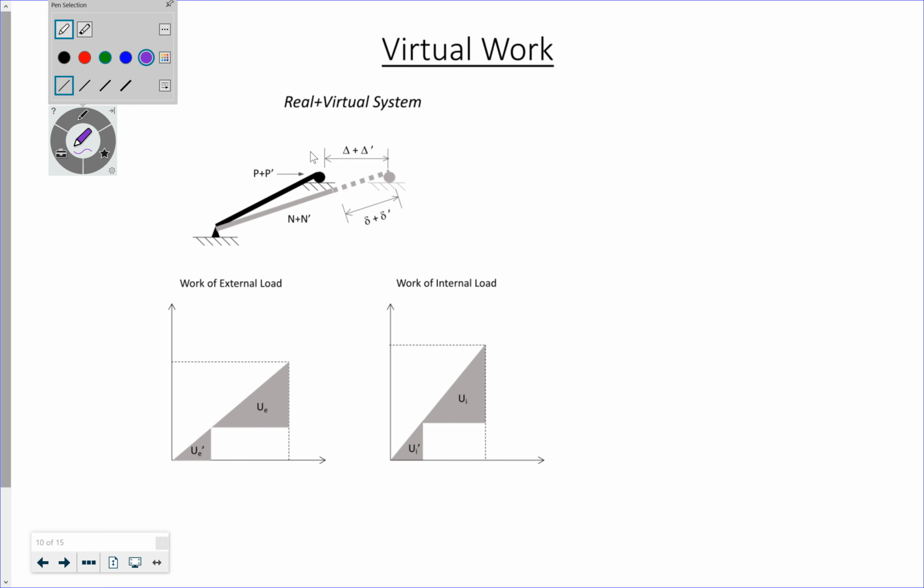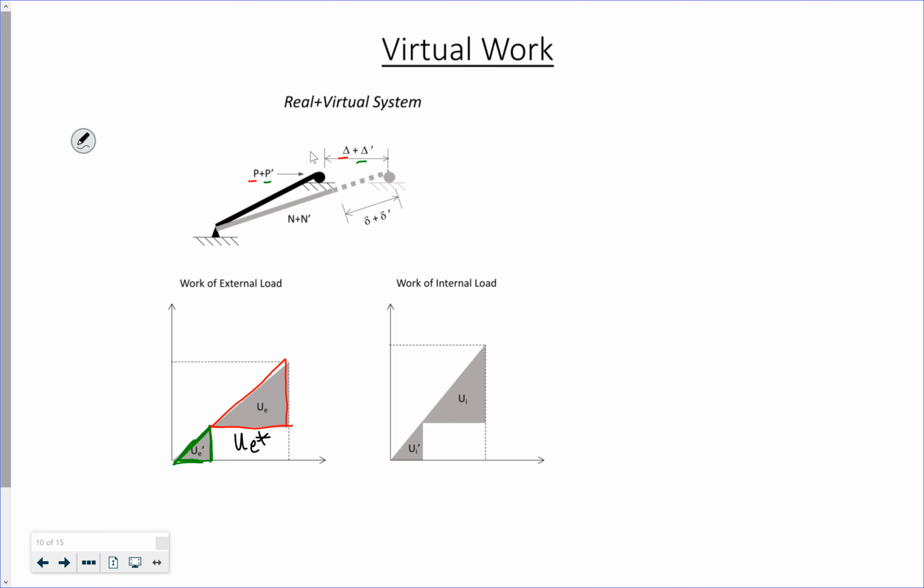Let's see. External energy. Virtually, P, right? P delta. P prime, big delta prime. And this extra little bit, UE star. I need like another color. Orange, that's fine.